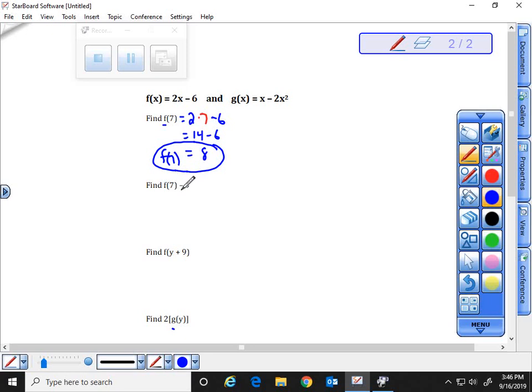This one here, we're going to put the 7 in for x, and then at the very end we'll put the minus 9. So it'll be 2 times 7 minus the 6, and then the minus 9 at the very end. So we have 14 minus 6 minus 9, or negative 1. So the function of 7 reduced by 9 is negative 1.